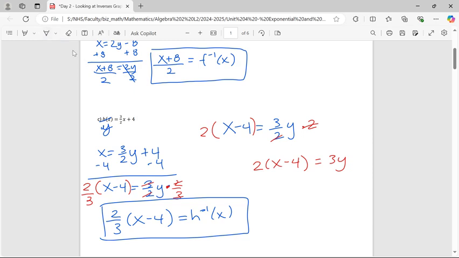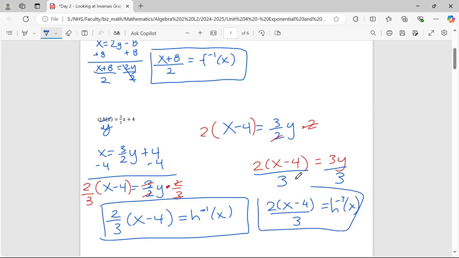Let me change that to blue. Then we're going to divide by 3. Remember, anything that's over here is going to get divided by 3. So this looks like that. And again, h inverse of x. Notice that this and this are the same thing, because you would multiply this entire thing by 2, there's the top, and then you divide the entire thing by 3. So you can write it this way, or you can write it that way.